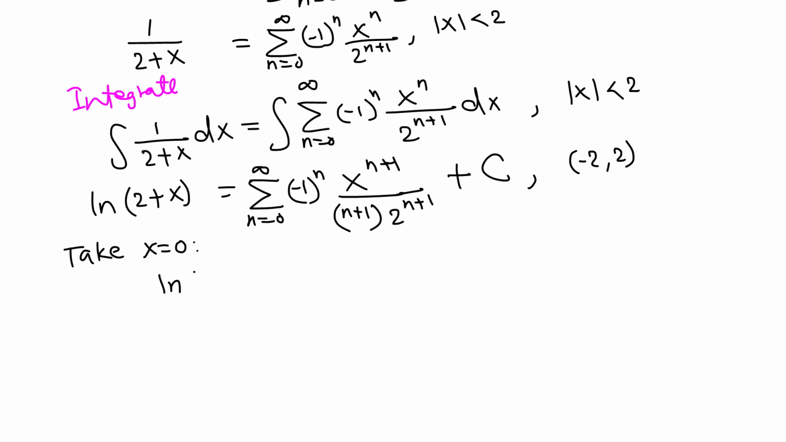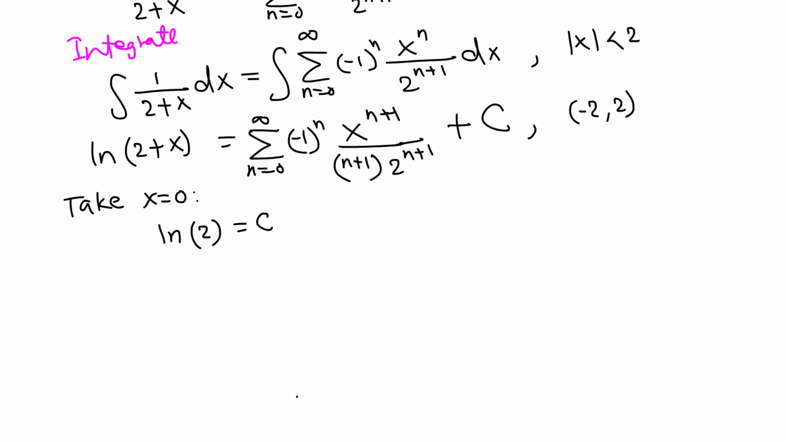So we have ln of 2 plus 0, just ln 2, equals 0 raised to a power, so the whole sum is 0, because we are taking x equals 0, that leaves c. Then c is simply ln 2. So we go back, and this c is in fact ln of 2. Thus, we have the answer.